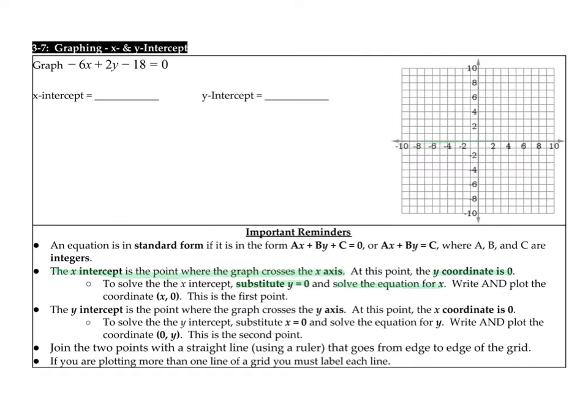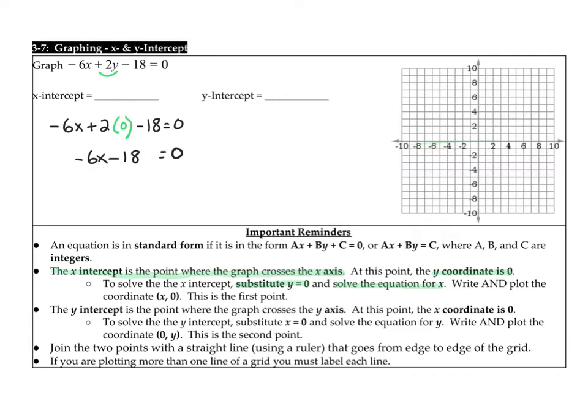First of all, you would take the y term and substitute 0 in for y. So you would have negative 6x plus 2 times 0, minus 18 equals 0. Now 2 times 0 is 0. So you would write this as negative 6x minus 18 equals 0, and solve that equation for x.